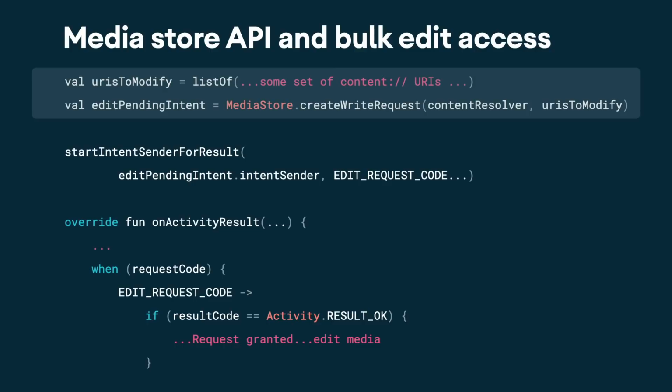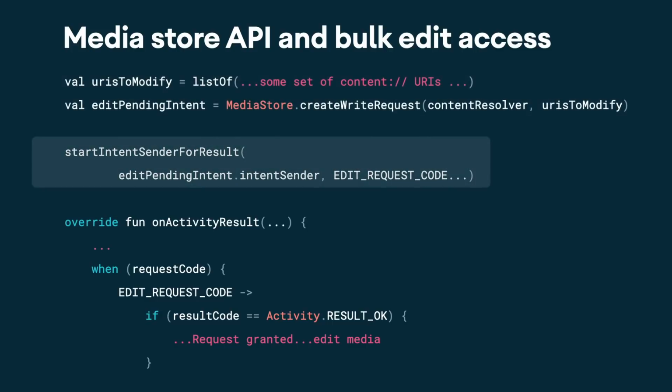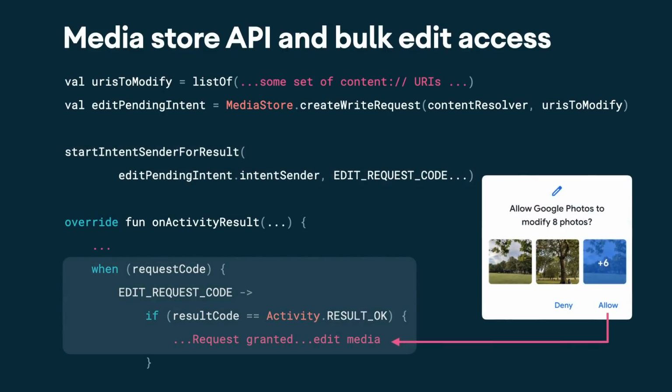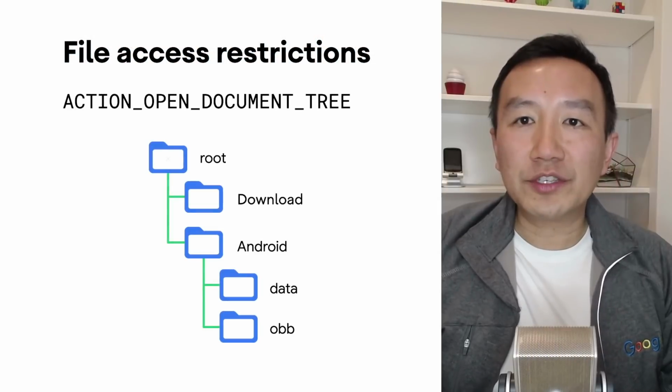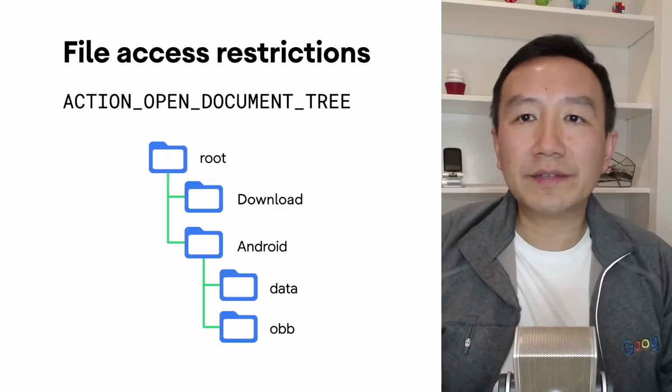You can specify a list of URIs representing the media files that need editing. Then you'll create a pending intent for the write request. Then pass it into the startIntentSenderForResult API, and the system will show a consent dialog that looks like this. Finally, if the user grants access, you'll be able to edit related media files upon receiving a callback.